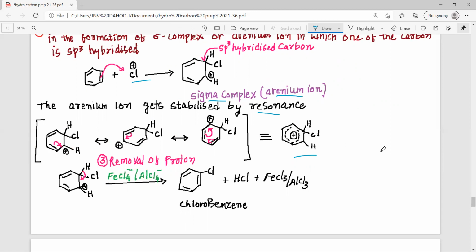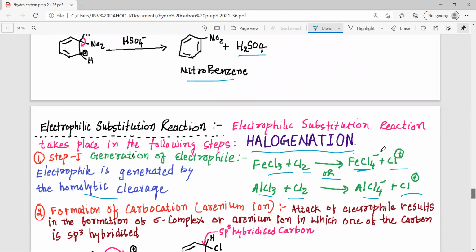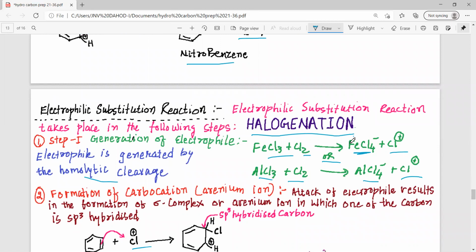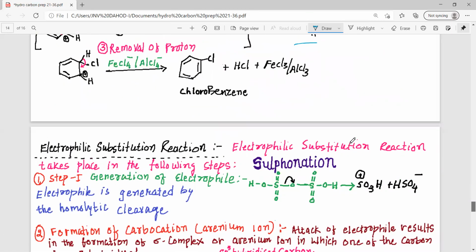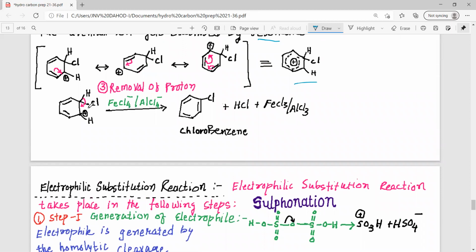And in the first step, we have got AlCl4− or FeCl4−. This AlCl4− or FeCl4− reacts with the resonance stabilized arenium ion and produces chlorobenzene, and the H+ that combines with FeCl4− gives us HCl and we get FeCl3, or H+ when it combines with AlCl4− gives us AlCl3 and HCl. So my dear students, this is how halogenation takes place.